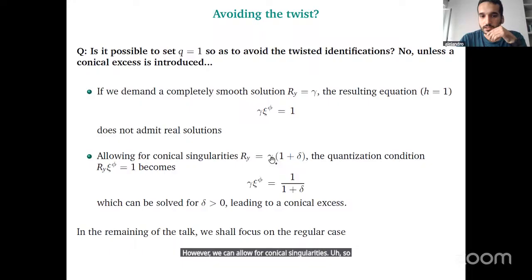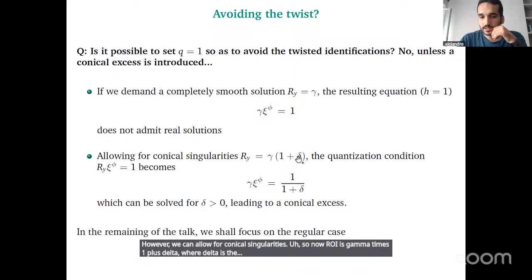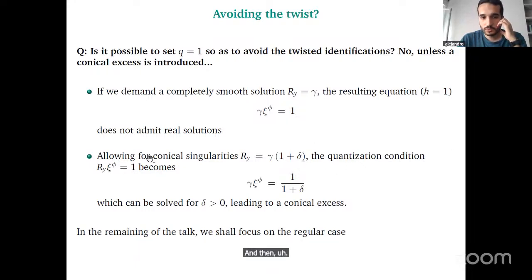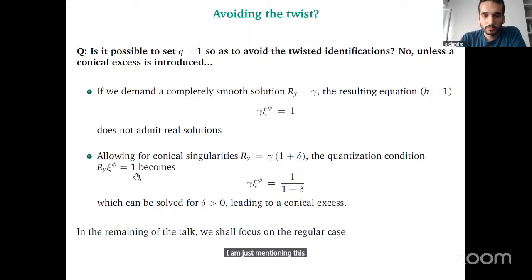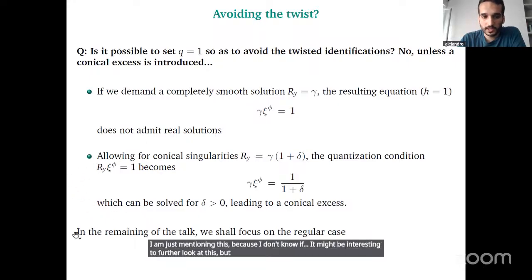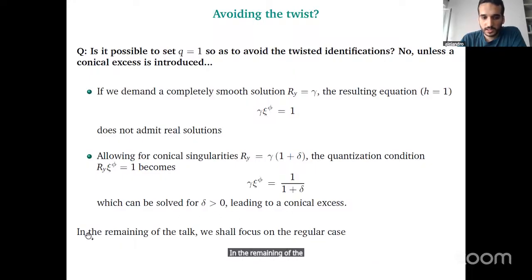So now Ry is gamma times 1 plus delta, where delta is the conical deficit or excess angle. And then the quantization condition becomes this, and this can admit solutions for delta bigger than 0, which would represent a conical excess. I am just mentioning this because it might be interesting to look at further, but in any case, in the remainder of the talk, I will just concentrate on the regular case.